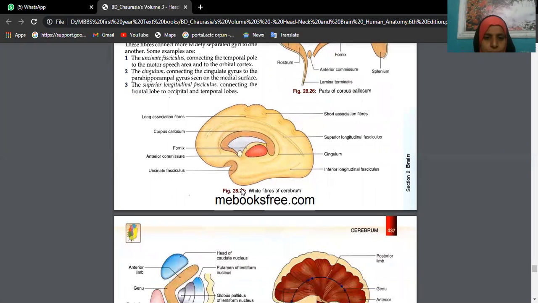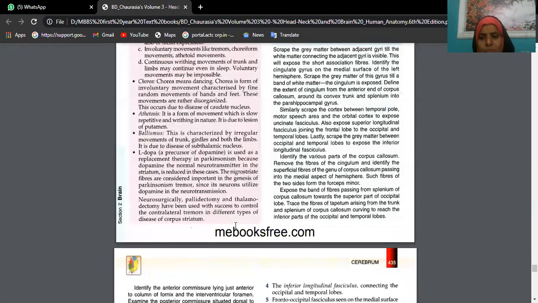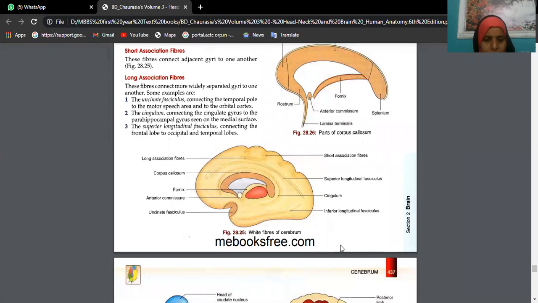Okay. Now we have certain 437 page. That's what, one page is missing here. Okay, yeah, that's what I'm checking.